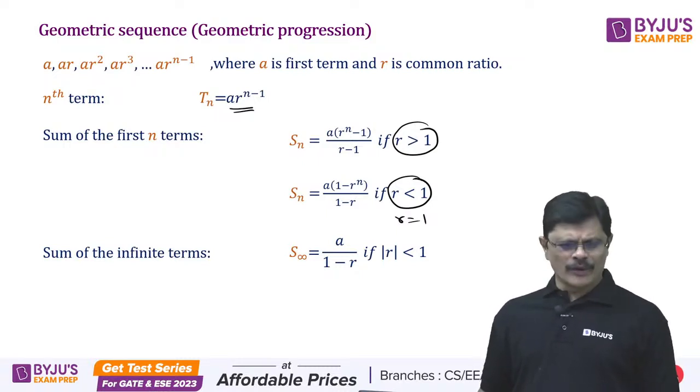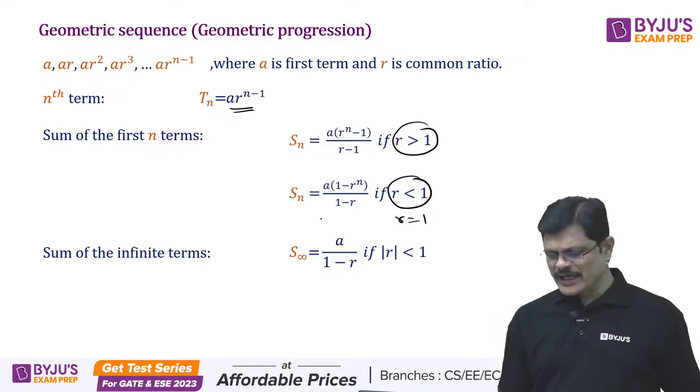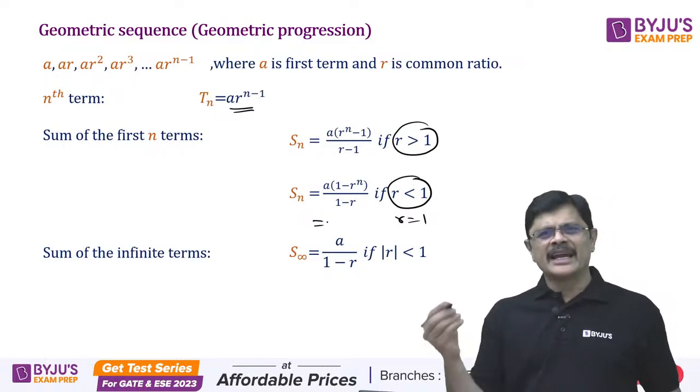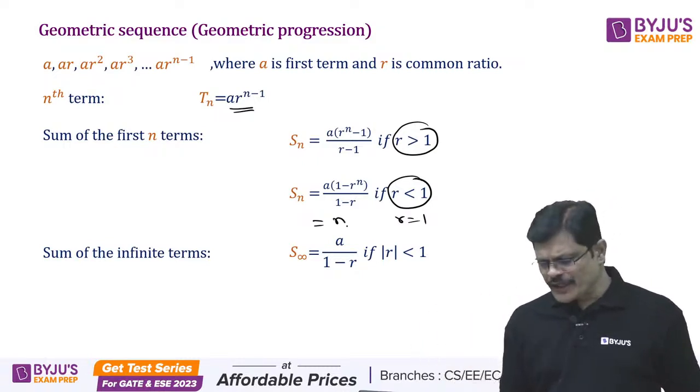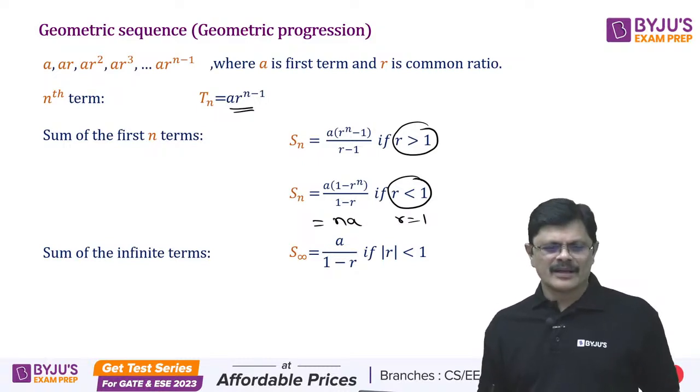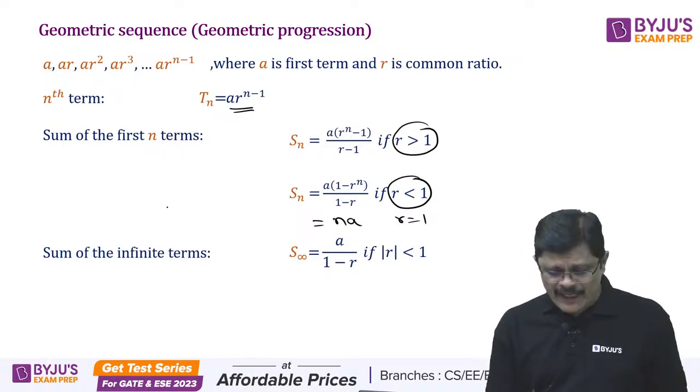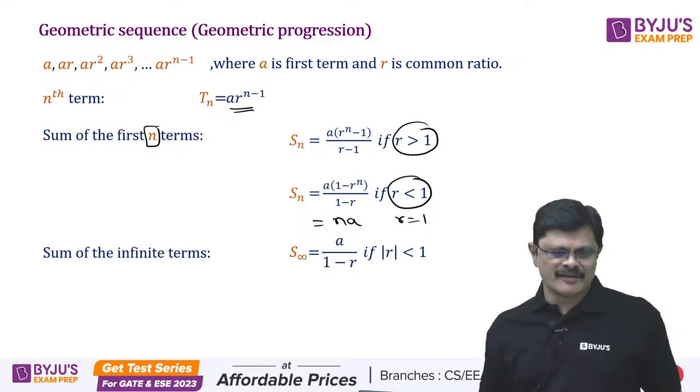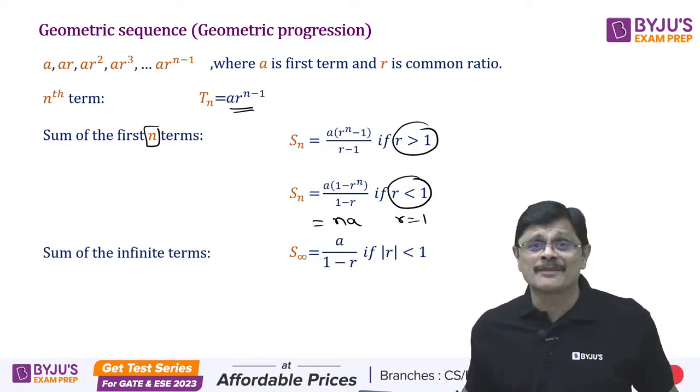See, r is equal to 1, it is not 0, Vijayendra. It is actually because a added to itself n times, you are going to get na, my dear friends. It is na, it is not 0. See, I am not talking about sum to infinite terms. I am talking about sum to n terms, Vijayendra, not sum to infinite terms.